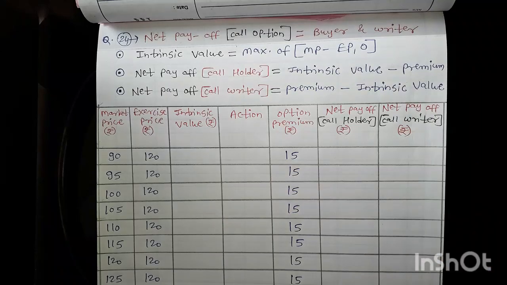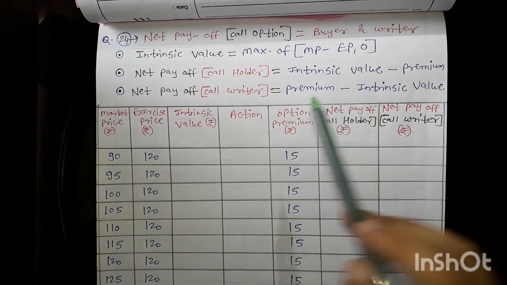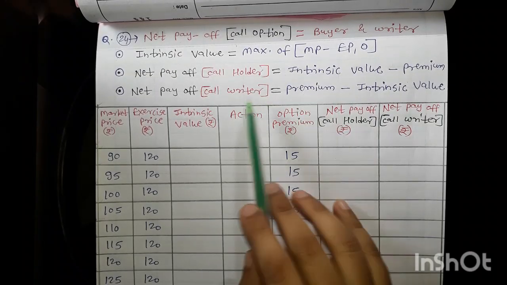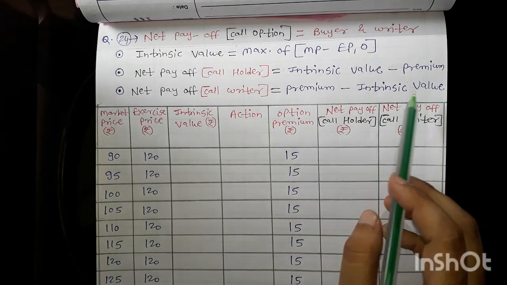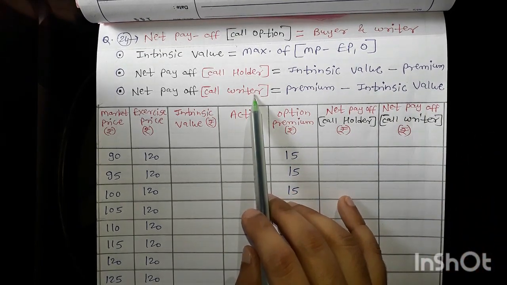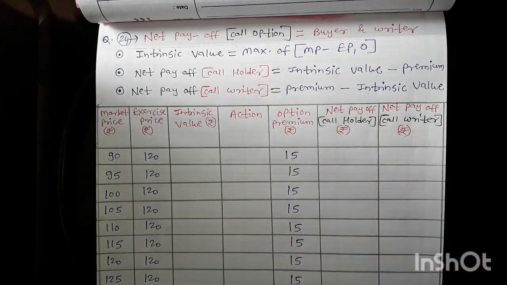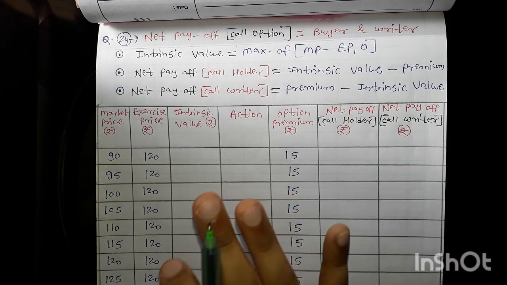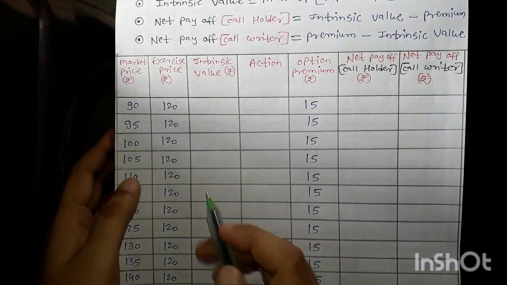Net payoff means the gain of the call holder, and obviously a totally opposite formula is there for the writer, because premium is the income and intrinsic value is a cost, or a loss, for the writer. So that's why the formula is like this. If you don't understand the meaning, just try to remember the formula. Now we will complete this table. Based on this table we are going to draw the graph.